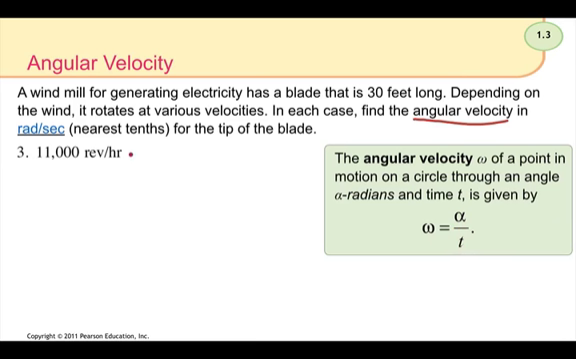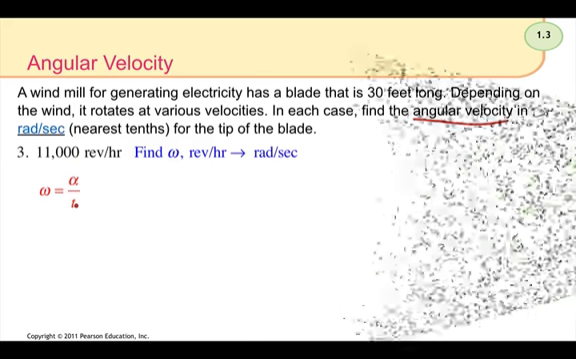So to find the angular velocity of a windmill that is rotating at 11,000 revolutions per hour, all I need to do is I'm going to have to change this to radians per, in this case, second. And that's what you did on the earlier slide. To find the angular velocity, given revolutions per hour, I need to change them to radians per second. So again, here's the formula. Change this to radians per second. So let's get rid of that formula.